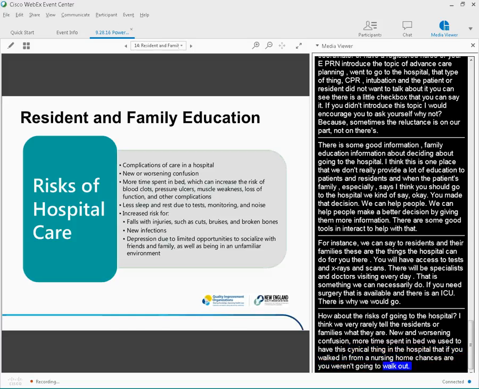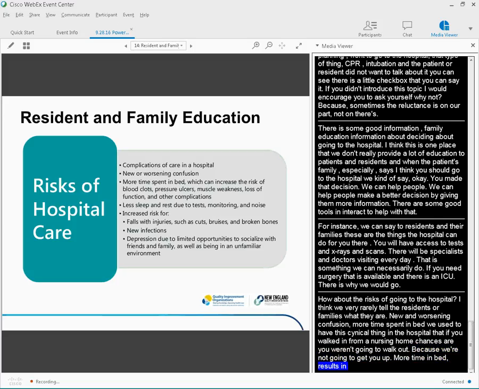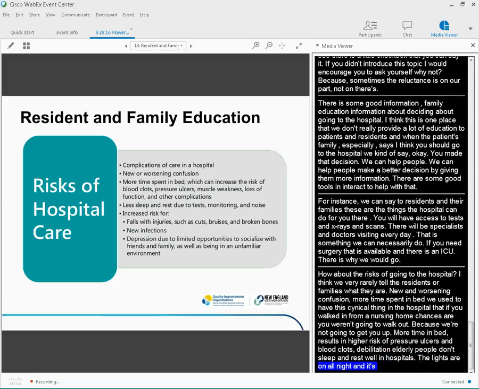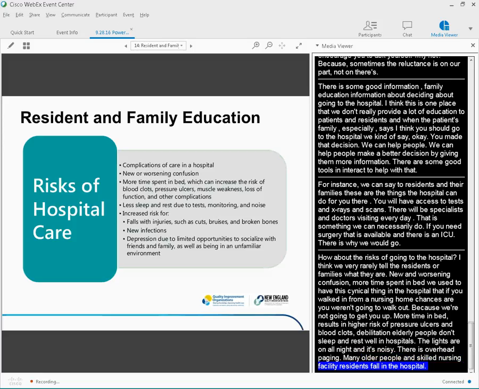More time in bed results in a higher risk of pressure ulcers and blood clots. Debilitation. Elderly people don't sleep and rest well in hospitals. The lights are on all night. It's noisy. There's overhead paging. Many older people and skilled nursing facility residents fall in the hospital, and you know that better than I, and come back with some cuts and bruises, broken bones.